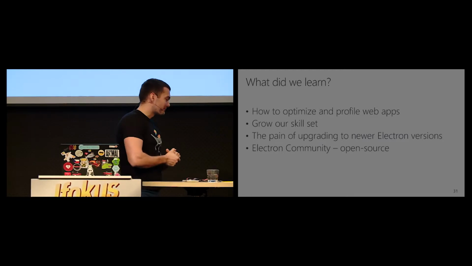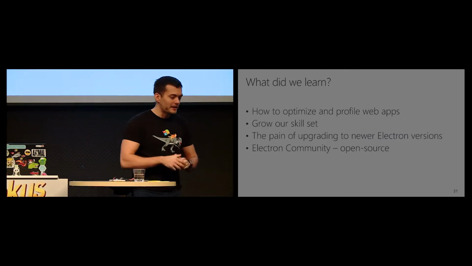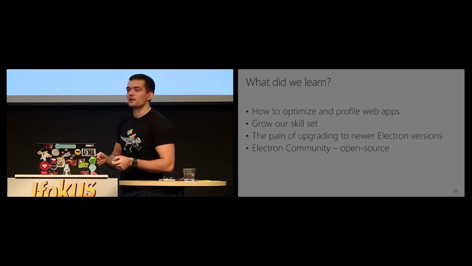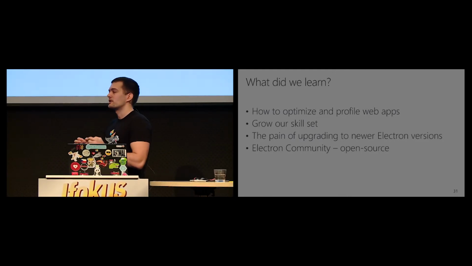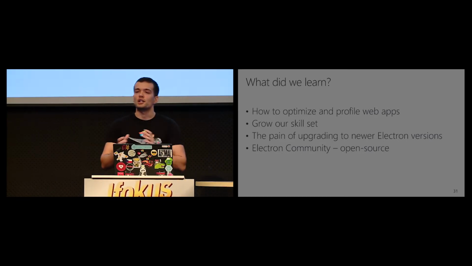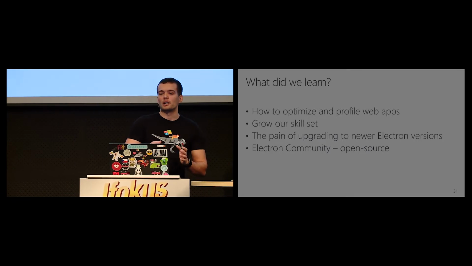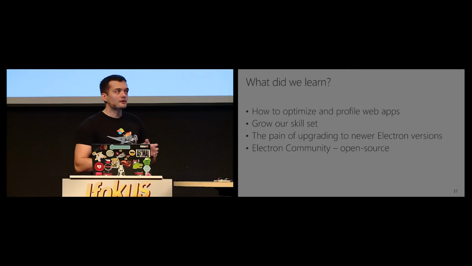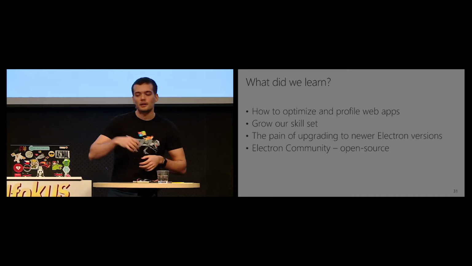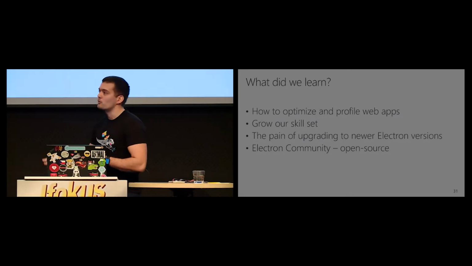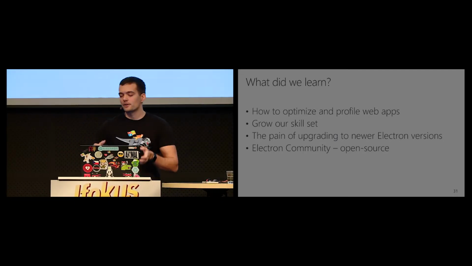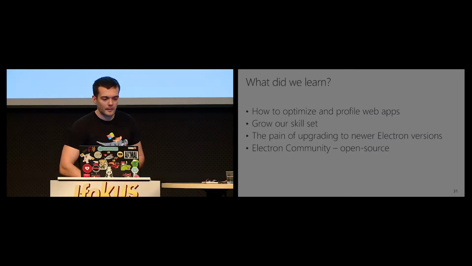Then we learned the pain of upgrading to newer Electrons, and by this I mean the pain of actually doing the Chromium upgrades. These are very hard because Electron is tightly coupled to the Chromium APIs, and the Chromium APIs change very fast between releases. And then the Electron community is a very nice place to be. The folks there are very open-minded. We have discussions every week. We attend plannings together. We have one-on-ones with them. It's a nice place to be, actually.